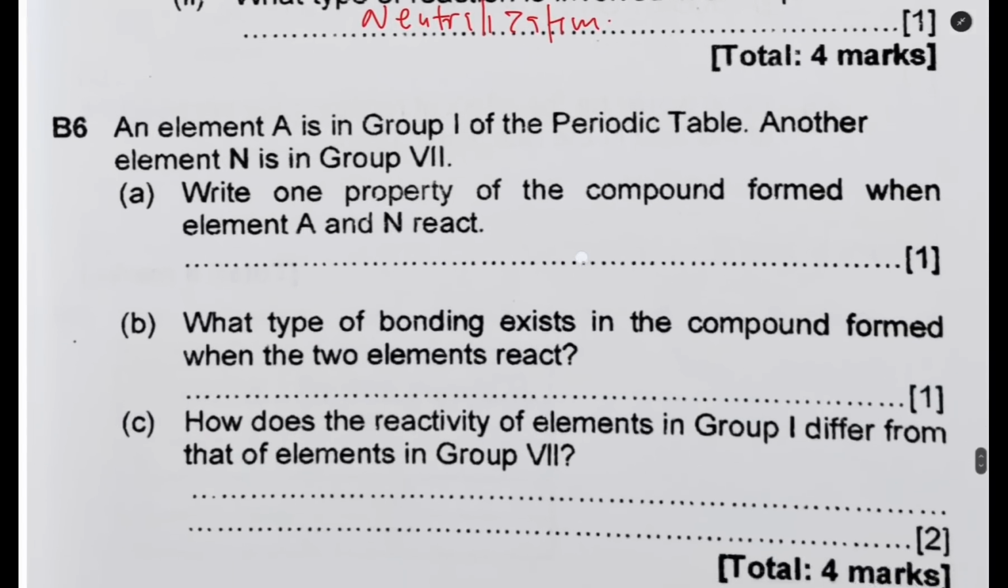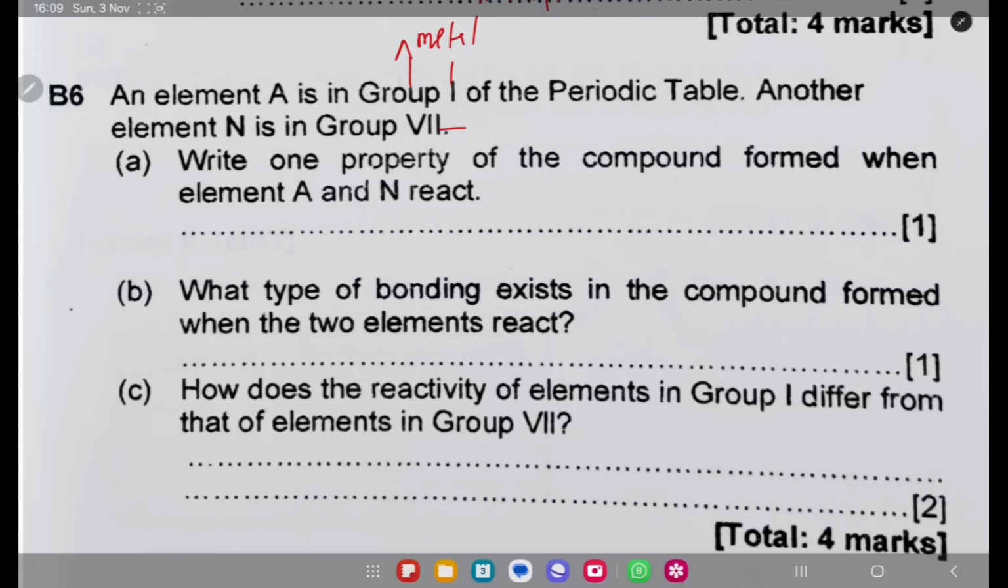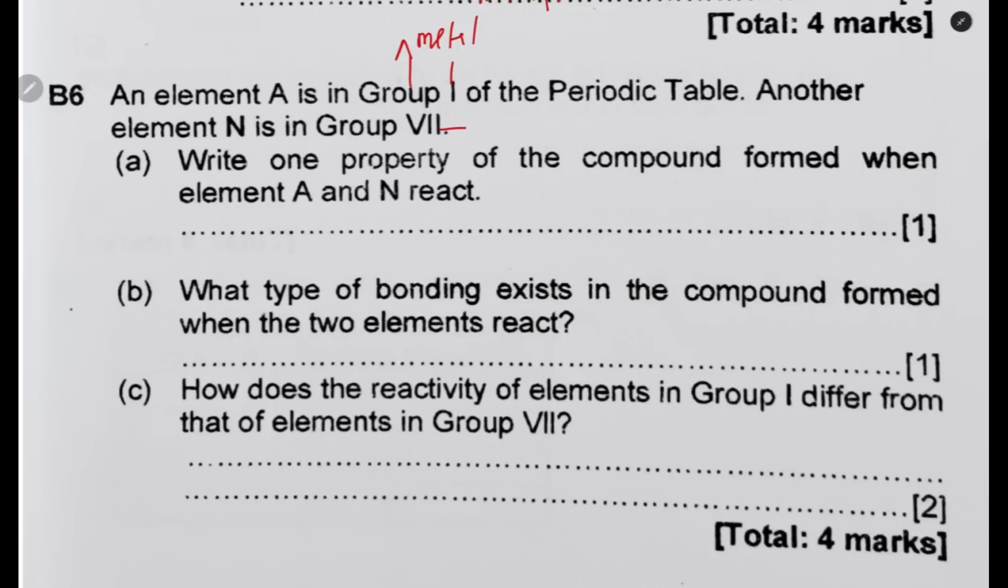Okay, let us look at B6. Element A is in group 1 of the periodic table. So we are given that element A is in group 1 of the periodic table. Another element N is in group 7. Write one property of the compound formed when A and N react. Now, the one that is in group 1, automatically you know that is a metal. Then the one that is in group 7 is a non-metal. So in other words, when a non-metal reacts with a metal, it forms an ionic compound. The question is, what is the characteristic of an ionic compound?